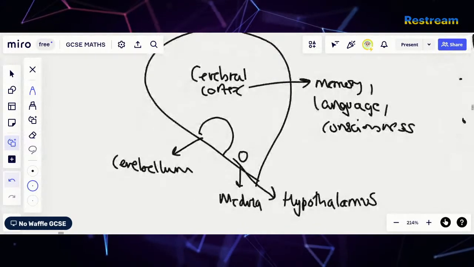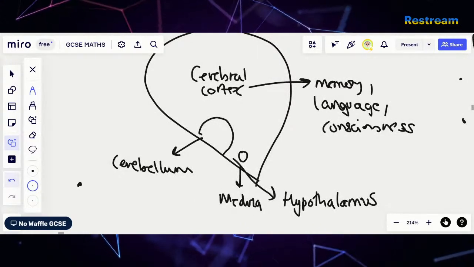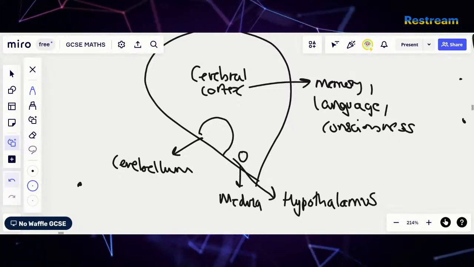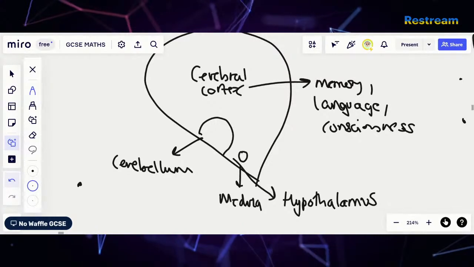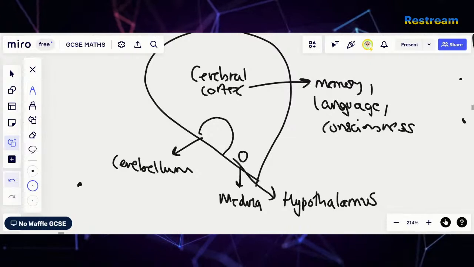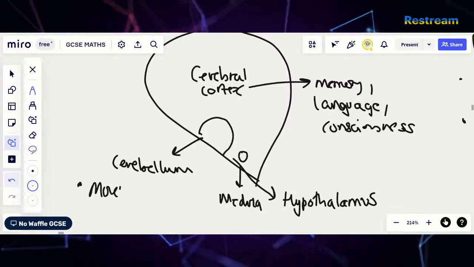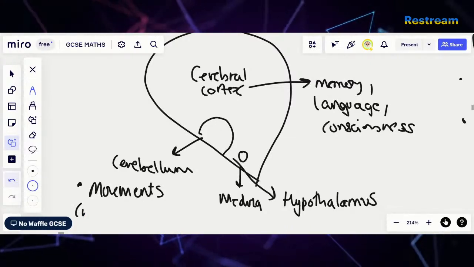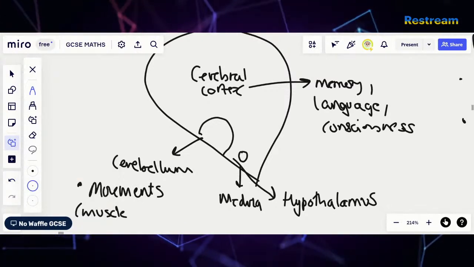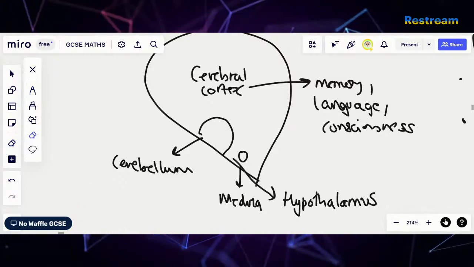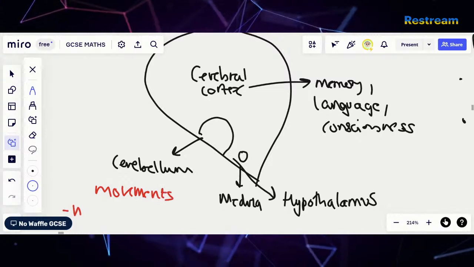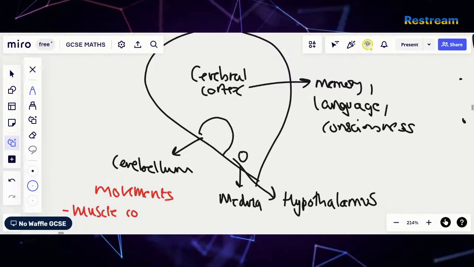So the cerebellum is responsible for things like, just double check this actually. Cerebellum is responsible for movements. So basically muscle coordination. Let me just write that in red so we remember. Movements, muscle coordination.